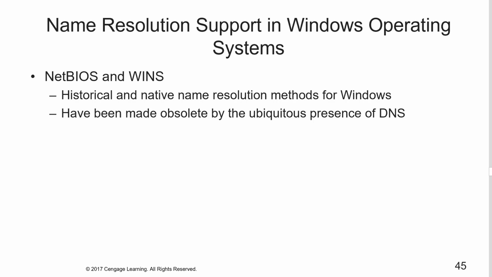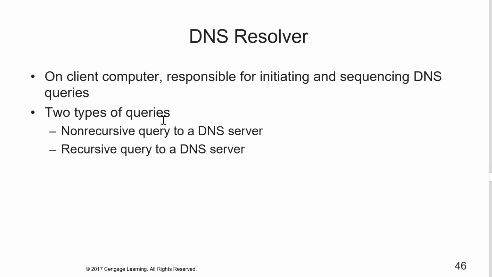Name resolution support in Windows operating systems: NetBIOS, so Network Basic Input/Output System, and WINS, Windows Internet Name Service. These are historical and native name resolution methods for Windows, but the technologies have pretty much, not completely, been made obsolete by DNS. So what's a DNS resolver?